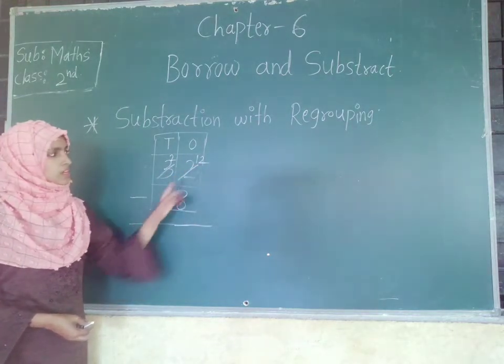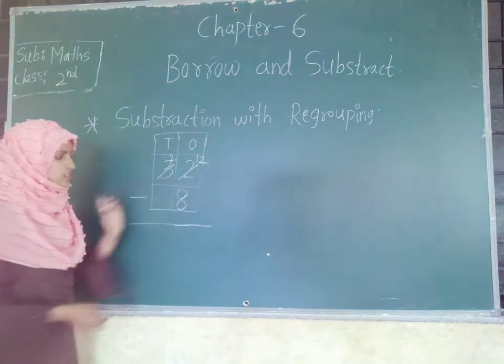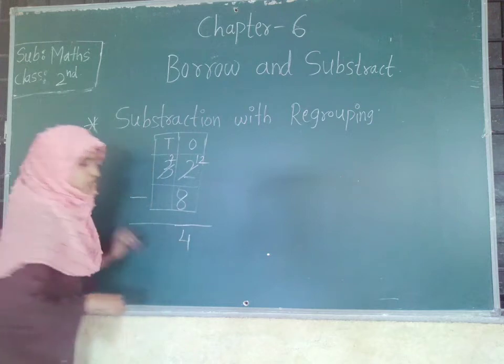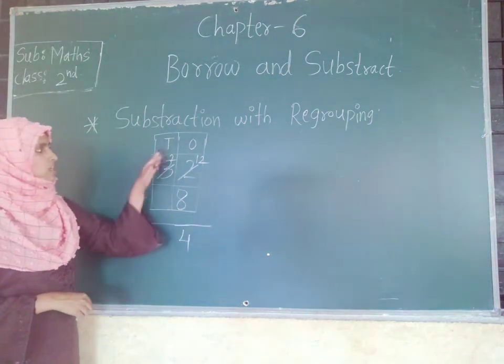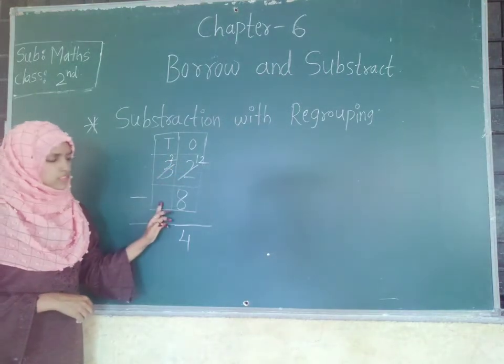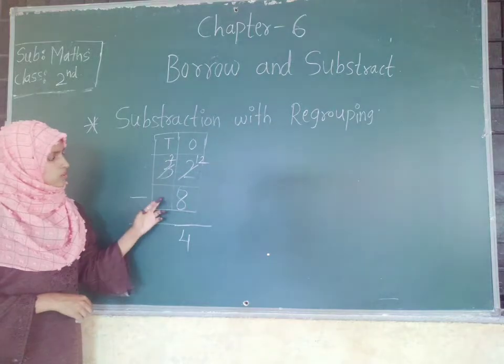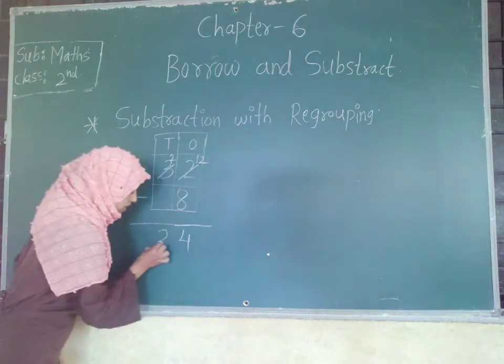So now tell me, 12 minus 8 is equal to how much? 12 minus 8 is equal to 4. Next, in the tens place we have only 2. We don't have any digit to subtract here. If we don't have any digit, it means we need to write that number directly. So write down 2 directly.